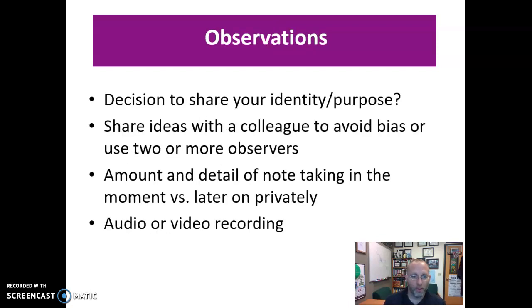We can also do observations, where you just go and you're the fly on the wall. You need to decide, are you going to share your role and purpose there, or are you just going to try to be incognito? You can share with a colleague to avoid bias, or use two or more observers. You have to think about the amount of detail and note-taking, and sometimes you can have video or audio that you can then refer back to later.